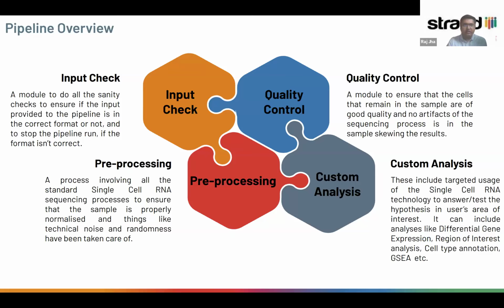So once this is done, you can then move on to UMAPs and custom analysis, where whatever your targeted area of interest is, that is used. For example, if you want to do a differential gene expression, we can cluster them together and then do a differential gene expression. If you want to do a region of interest analysis, we can also do that. If you want to do a gene set enrichment analysis and different analyses, there are different ways to do that. So this is the overview of the pipeline.